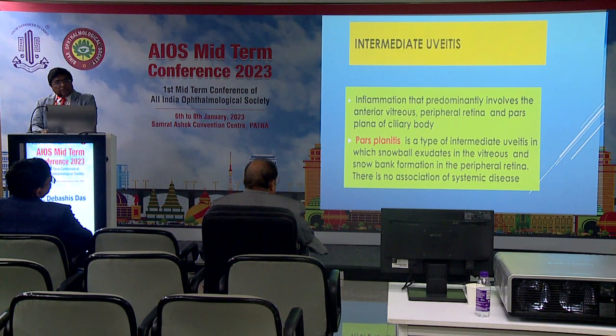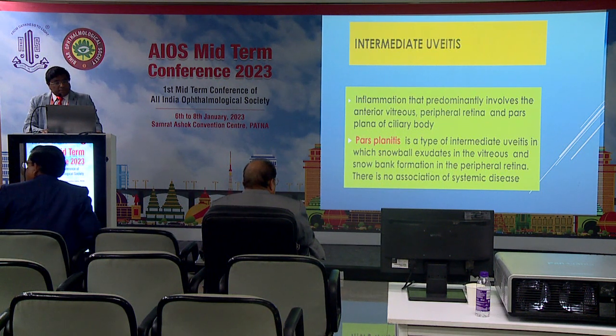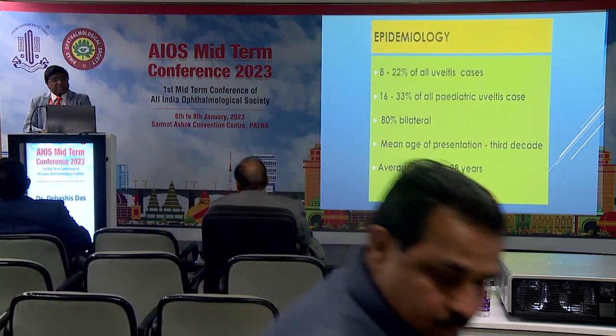Ultimately, what we see as intermediate uveitis is inflammation that predominantly involves the anterior vitreous, the peripheral retina, as well as the pars plana of the ciliary body. Pars planitis is a type of intermediate uveitis with snowball exudates in the vitreous and snow banking formation in the peripheral retina. Sometimes there is no association with any systemic disease.